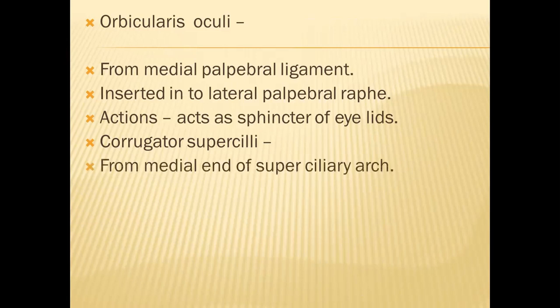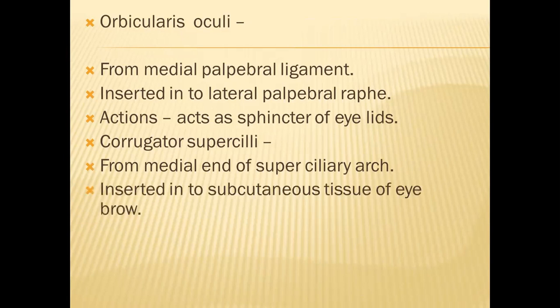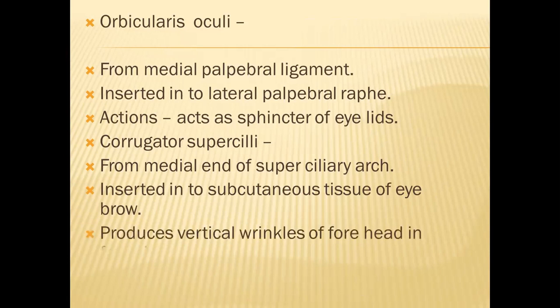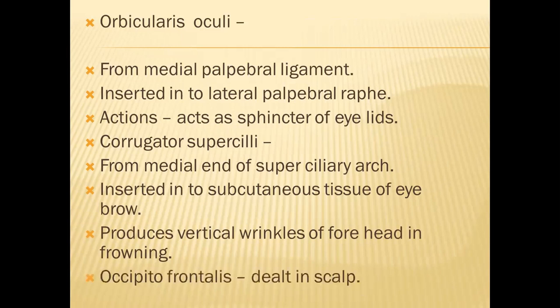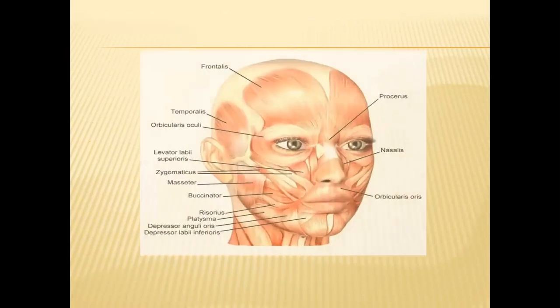Then the corrugator supercilii. You can see the eyebrows; just above the eyebrows, there is an elevation, the superciliary arch. Cilia means hair and super means above. Corrugation means drawing together. The corrugator supercilii takes origin from the medial end of the superciliary arch, which is a part of the bone, and is inserted into the subcutaneous tissue of the eyebrow and produces vertical wrinkles of the forehead. We can even practice forehead frowning: vertical wrinkles are because of the corrugator supercilii, whereas horizontal wrinkles are by the frontalis muscle. Remember this. The occipitofrontalis is studied in detail under the heading of the scalp.